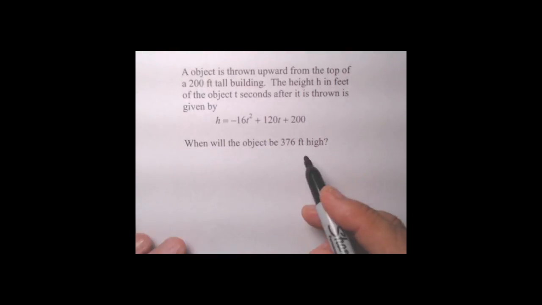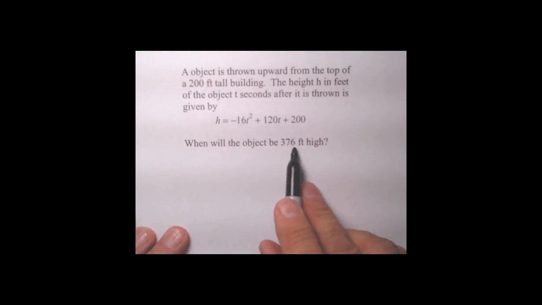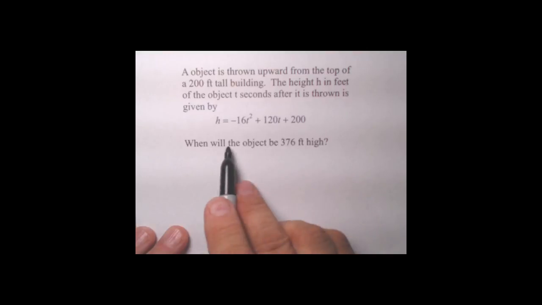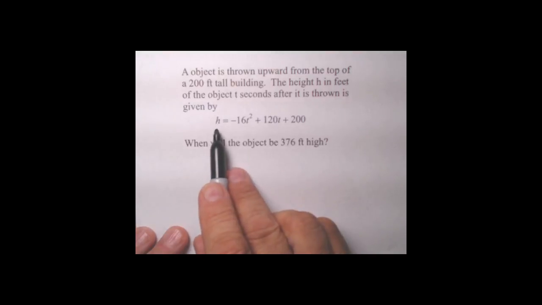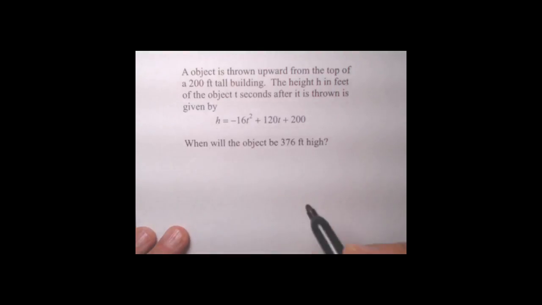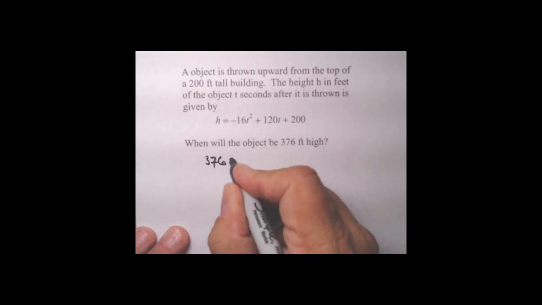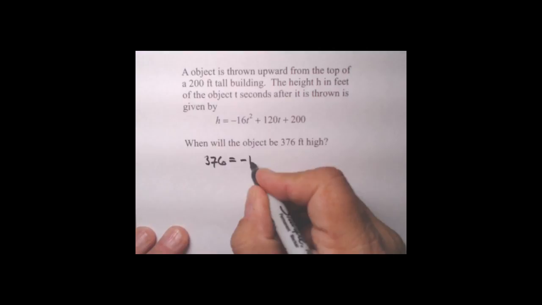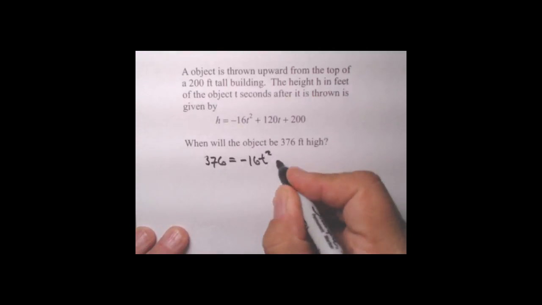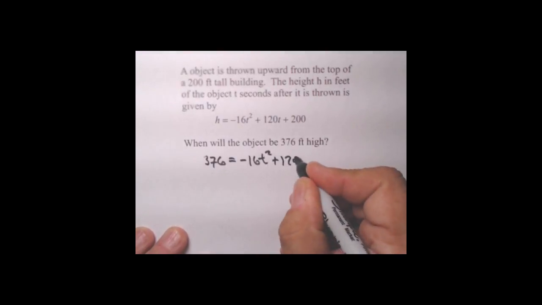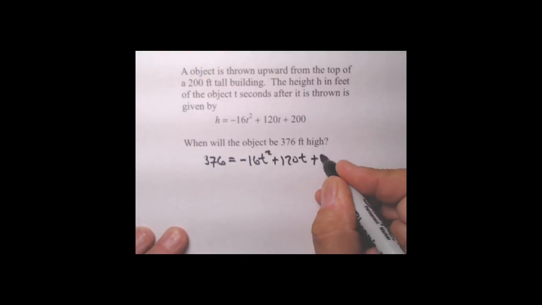Okay, when will the object be 376 feet high? Well, that's the h right here. So I'm going to put in the 376 equals negative 16t squared plus 120t plus 200.